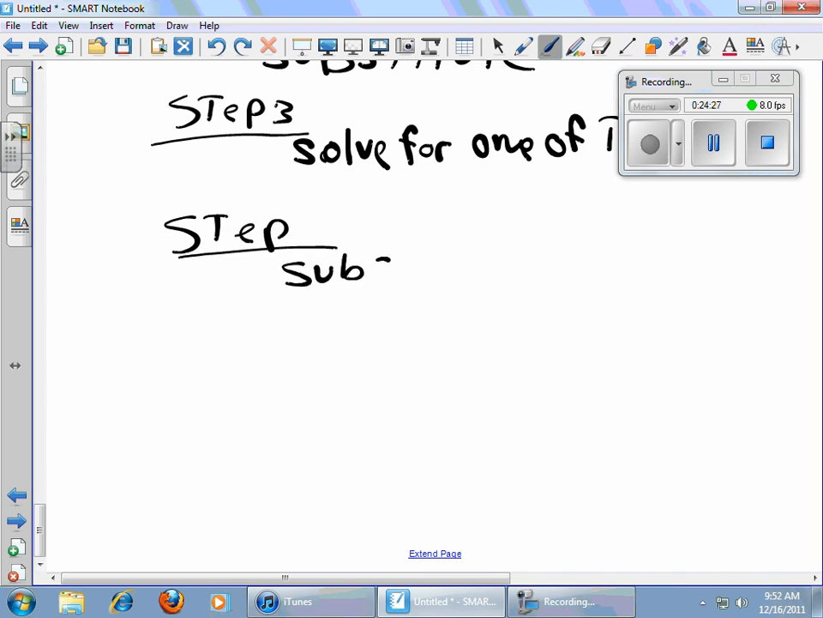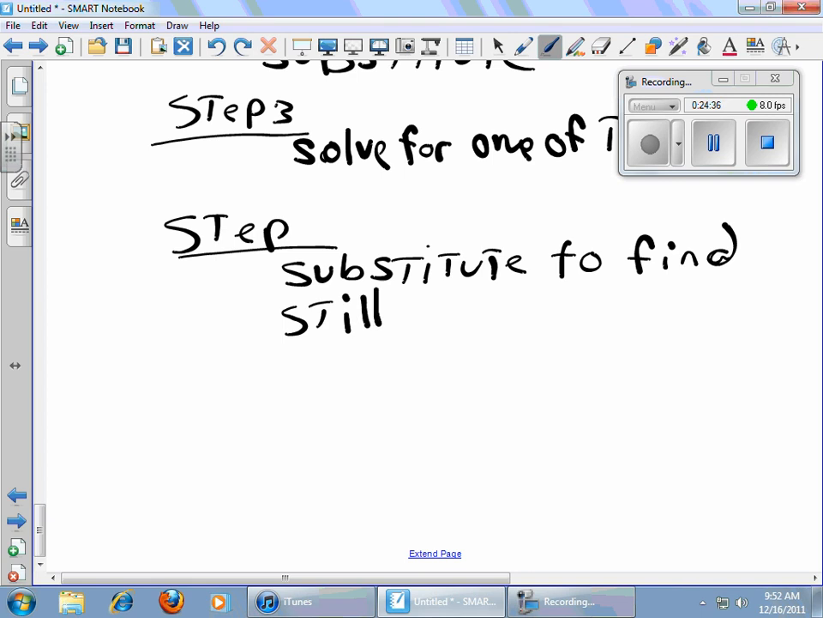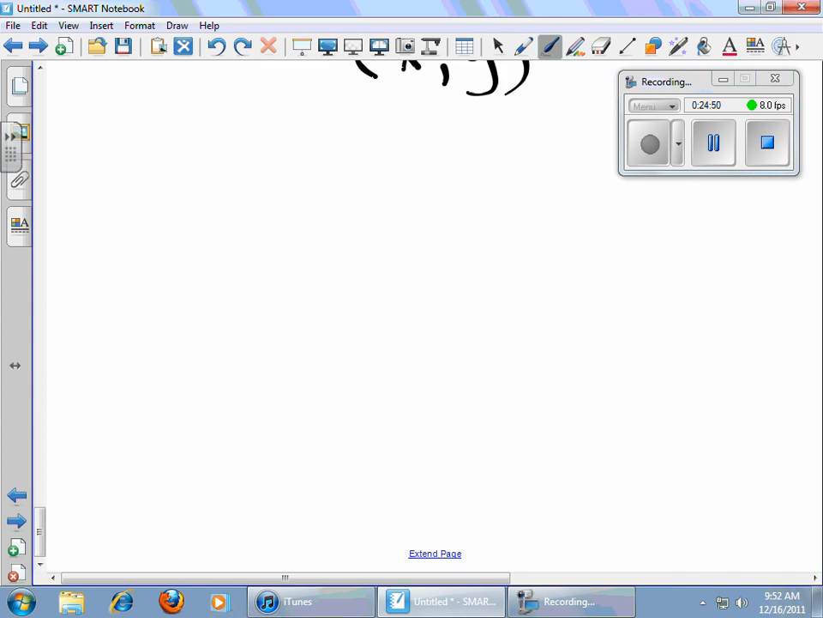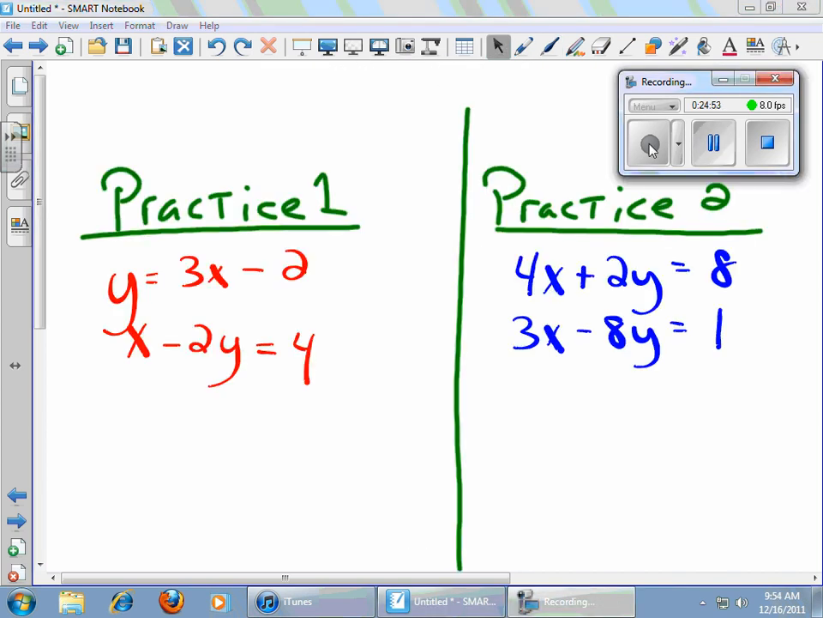you substitute again to find the still unknown variable. And your answer, your solution, if there is a solution, will end up being an ordered pair x, y. Okay, so hold on a second. Let me get a couple problems here. Okay, there are your two practice problems. Go ahead and give them a shot. When you're ready, you'll see the solutions pop up.